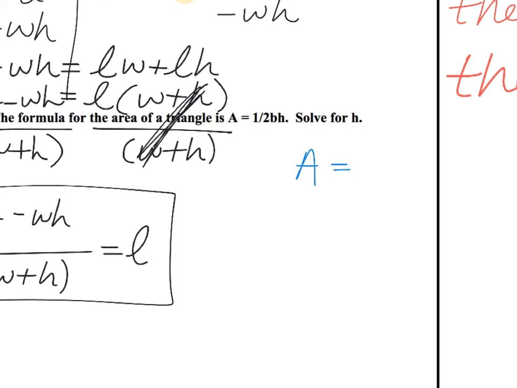Area is equal to 1/2 BH. How is the 1/2 related to the H? It's multiplied. How's the B related to the H? Multiplied. If it's all stuck together like that, it's just multiplication. How do we undo multiplication? Divide. So I would say let's get rid of the 1/2 first. Remember, we multiplied by the reciprocal. So I multiply by 2 over 1.